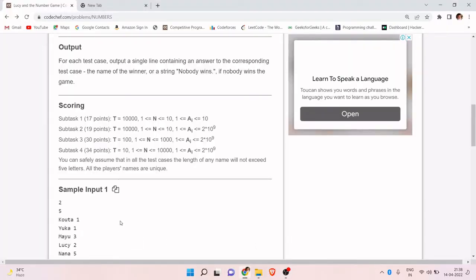Let's talk about the constraints. There are 4 subtasks. In the first subtask, there are a total of 10,000 test cases, followed by n ranging from 1 to 10, which means there can be at most 10 players, who speak numbers ranging from 1 to 10. Similarly, in the second subtask, everything is the same other than the numbers spoken by the players, which range from 1 to 2 times 10 to the power 9, and it goes on further.